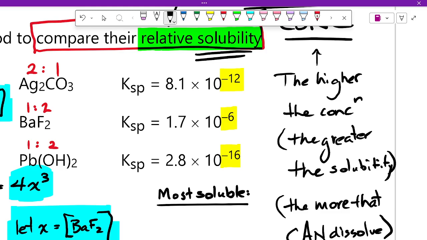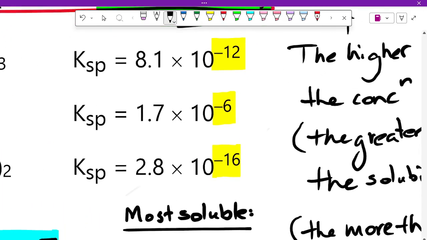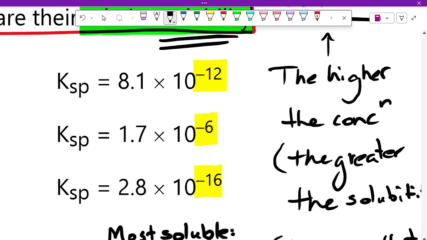Well, which one can we eliminate right off the bat? Because it's right in the middle. We can eliminate number 1 because it is in the middle, yes? It's not going to be the most soluble. It's not going to be the least soluble. It's 10 to the negative 12. That's in between 10 to the negative 6 and 10 to the negative 16.